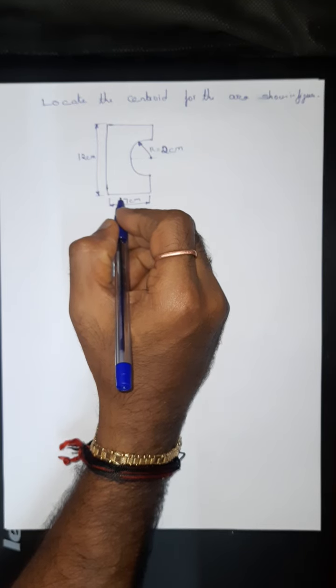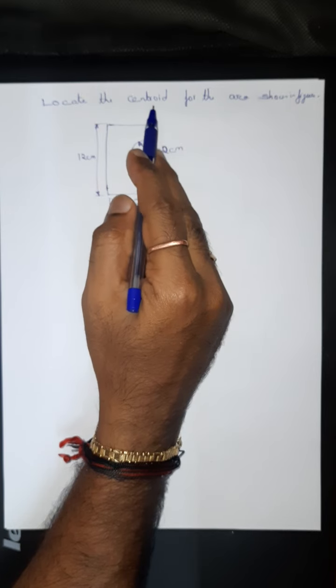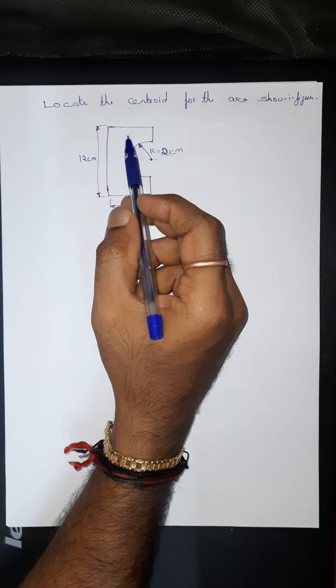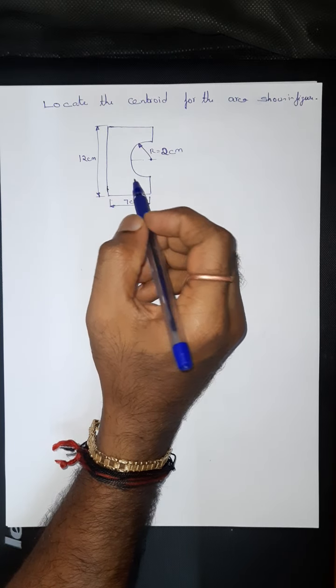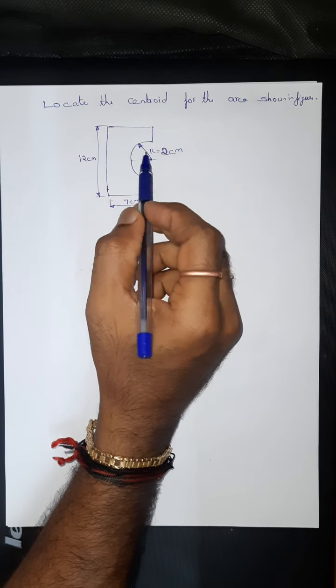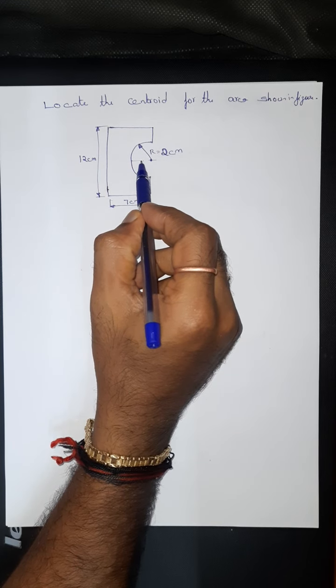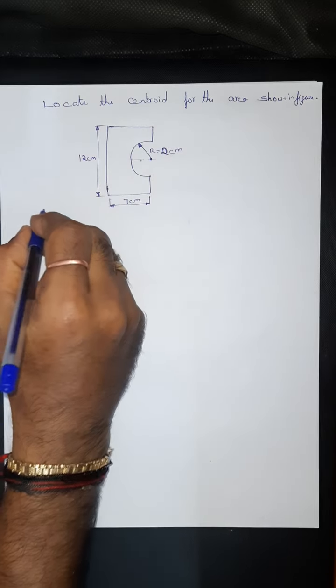Very good morning, students. For this lecturing video session, I am going to solve a problem from the chapter centroid. This is the area which is shown here. This is the picture which is given here. For this, I need to find the centroid, that is the x bar and the y bar. Since it is a composite, it's a mixture of a rectangle and a semicircle, right? Now you just observe carefully.